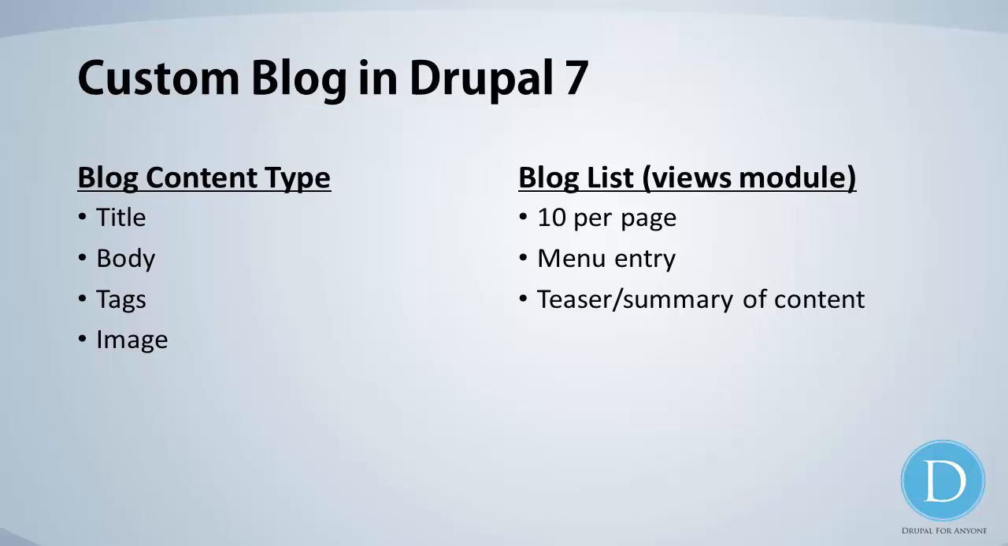What we want to do next is create a blog list, and to do this we're going to use the views module. And we're just going to do it a nice, quick and easy way. We're not going to delve too deeply into it, but we just want to get our blog up and running. So to do that, we want about 10 posts per page. We want to have a menu entry, and we want our posts to be of just a teaser or summary.